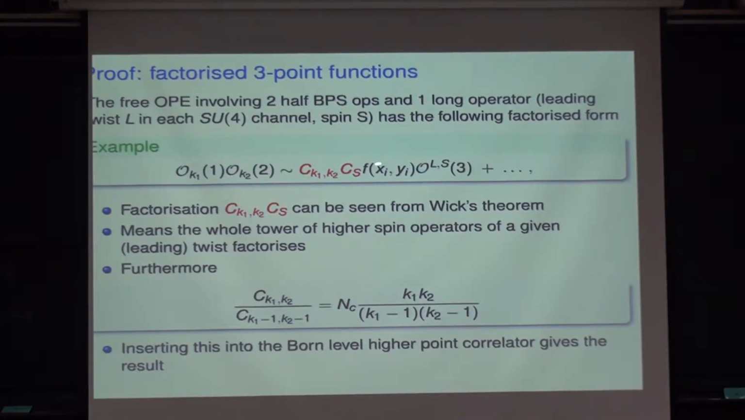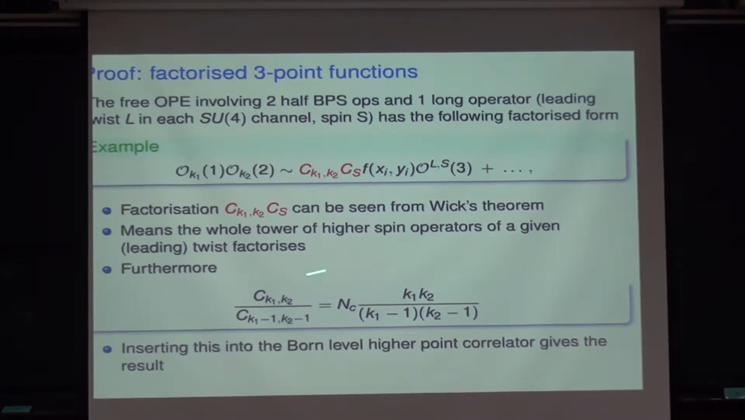The twist actually doesn't depend on the twist at all. This is for the leading twist in each SU(4) channel, whereas the spin dependence factorizes from K1 and K2. So what this means is, if I imagine inserting this into my operator and taking the limit x12 squared goes to 0, and doing the same thing for charges of 1 less, I get C_K1K2 over C_(K1-1)(K2-1), and then the CS's just divide out. So the whole higher spin structure divides out from the two correlation functions.